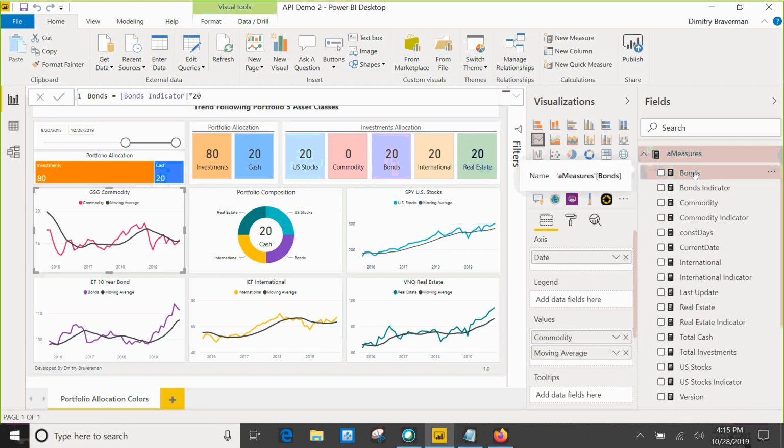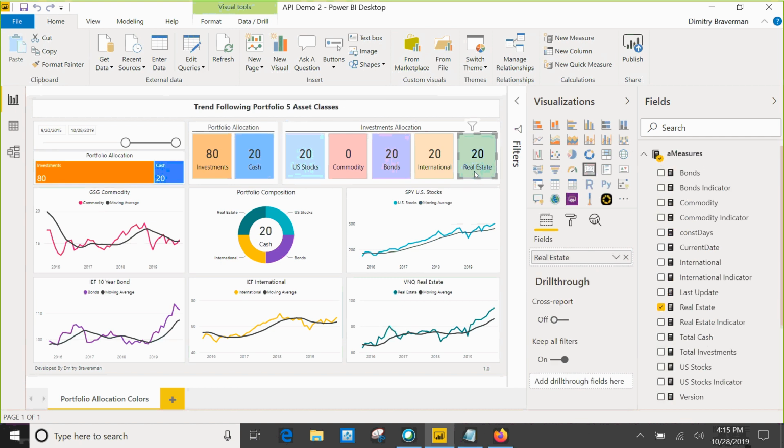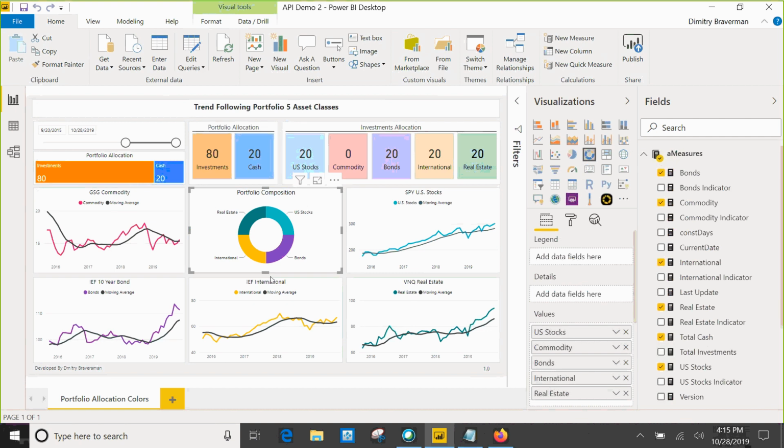And we're going to use a factor of 20 because there are 5 securities. Based on those allocations, we're going to put them into scorecards, and we're going to create a pie chart which would indicate allocation to each of the securities. We're going to publish this to Power BI service, and we're going to schedule refreshes to once a month.